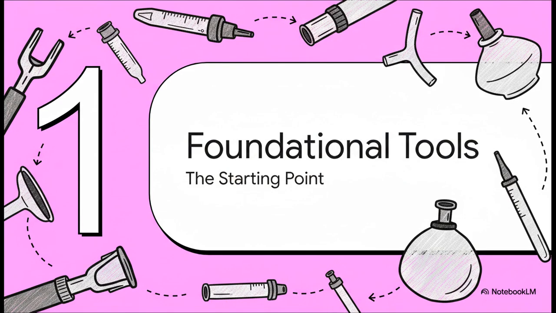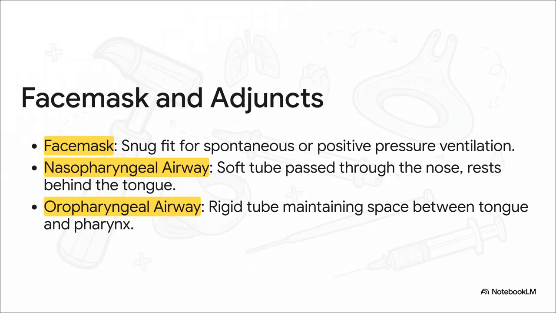Every single airway plan, and I mean every single one, no matter how complicated, starts with these foundational tools. Getting these right is absolutely non-negotiable. Think of these as your first responders. You've got the face mask, right? That's your main way of delivering oxygen. But what if the tongue is falling back and blocking everything? Well, that's where your adjuncts come in.